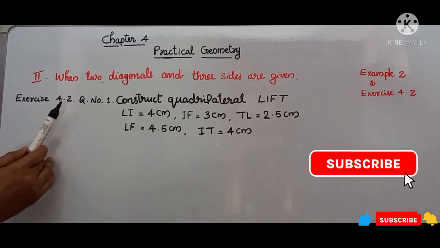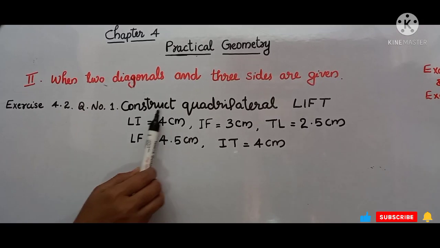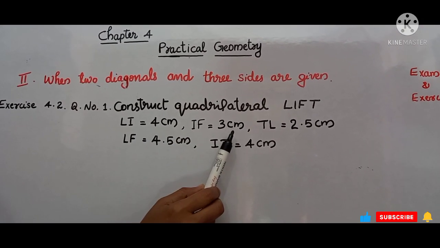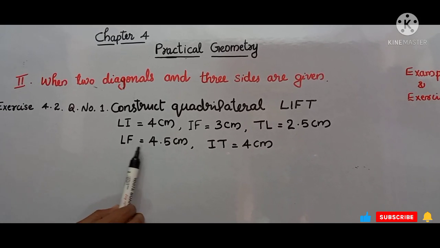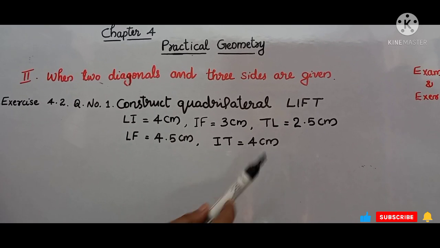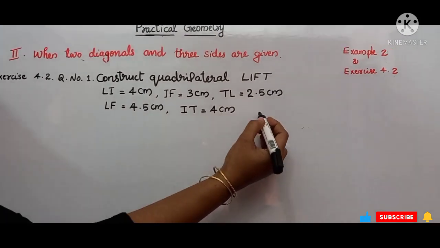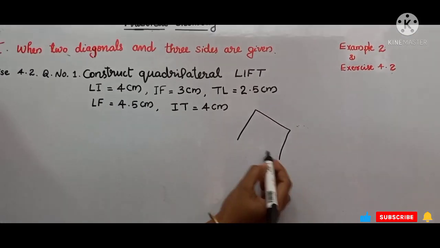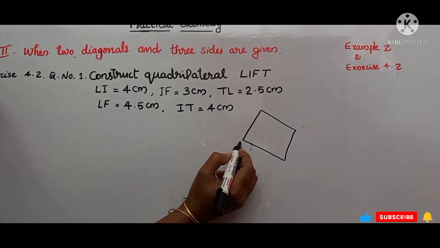Then next we are doing the problem, exercise 4.2, first question. Construct quadrilateral LIFT. LI is equal to 4 centimeter, IF is equal to 3 centimeter, TL is equal to 2.5 centimeter, LF is equal to 4.5 centimeter, and IT is equal to 4 centimeter are given. So first we have to draw a rough sketch of that LIFT. We can draw a rough sketch of that LIFT and give the name LIFT.